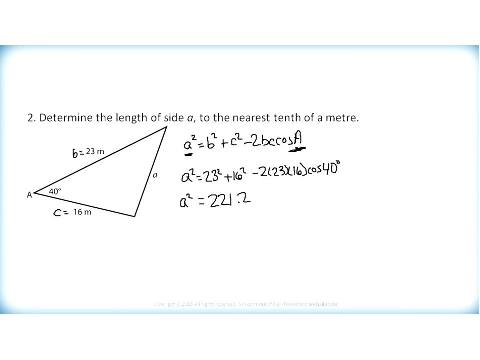To find A, I need to get the square root of 221.2. So A is equal to square root, so it might be a second function or shift key, or it might be just a regular key on your calculator, of 221.2. Works out to, for me, 14.8725. So A is equal to, to the nearest tenth, 14.9 meters in length.